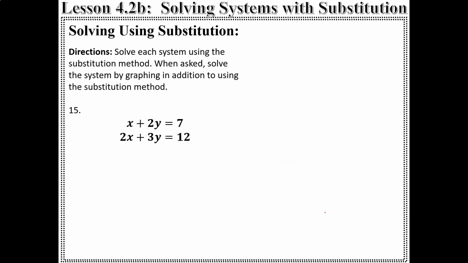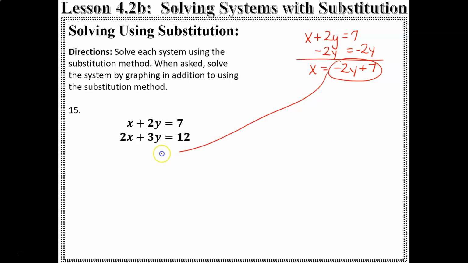15. So I have x plus 2y equals 7 and 2x plus 3y equals 12. This one's a little harder because we have to get a variable alone. So what I'm going to do is take this one, because x does not have a coefficient, and I'm just going to shift that 2y over to the other side by subtracting it. So now I have x by itself. Now I know what x equals. Now I'm going to take that and put it right into the equation. So instead of the x, I'm going to multiply it by negative 2y plus 7 plus 3y equals 12.